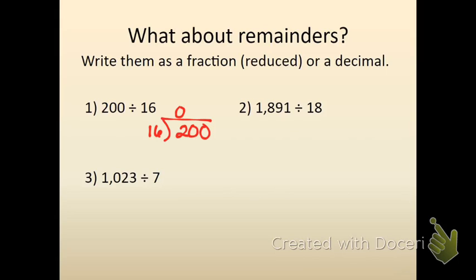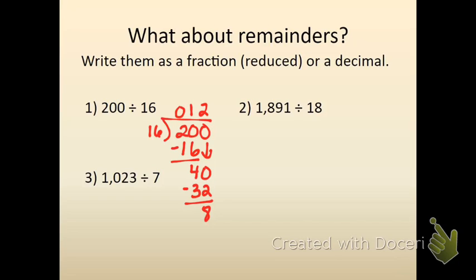So 16 does not go into 2. 16 goes into 20 one time. That's 16. Subtract, 4. Bring down the 0. How many times does 16 go into 40? 2 times. What's that going to be? 32. Isn't it 32? Okay. Subtract, and we get an 8. Now, our problem is we can't stop now because we have a remainder. We have a number left over.